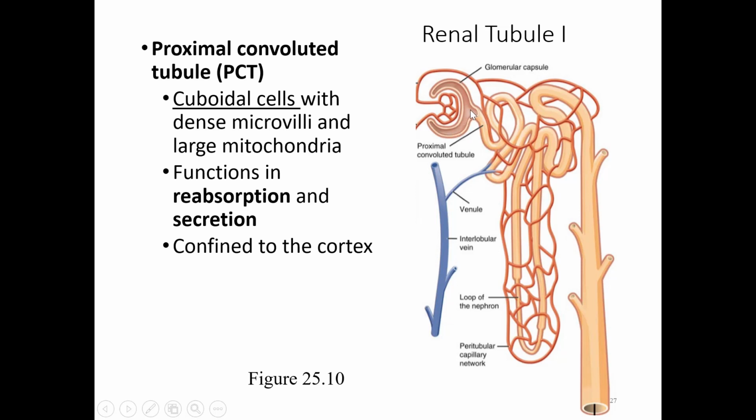Now, renal tubule. All that starting from the glomerular capsule, all those are renal tubules. And the first part, before the tubule goes all the way down, is called the proximal convoluted tubule. Starting here, all this part right here is the proximal convoluted tubule. It is located in the cortex. Its function is reabsorption and secretion, and it is lined with cuboidal epithelium.